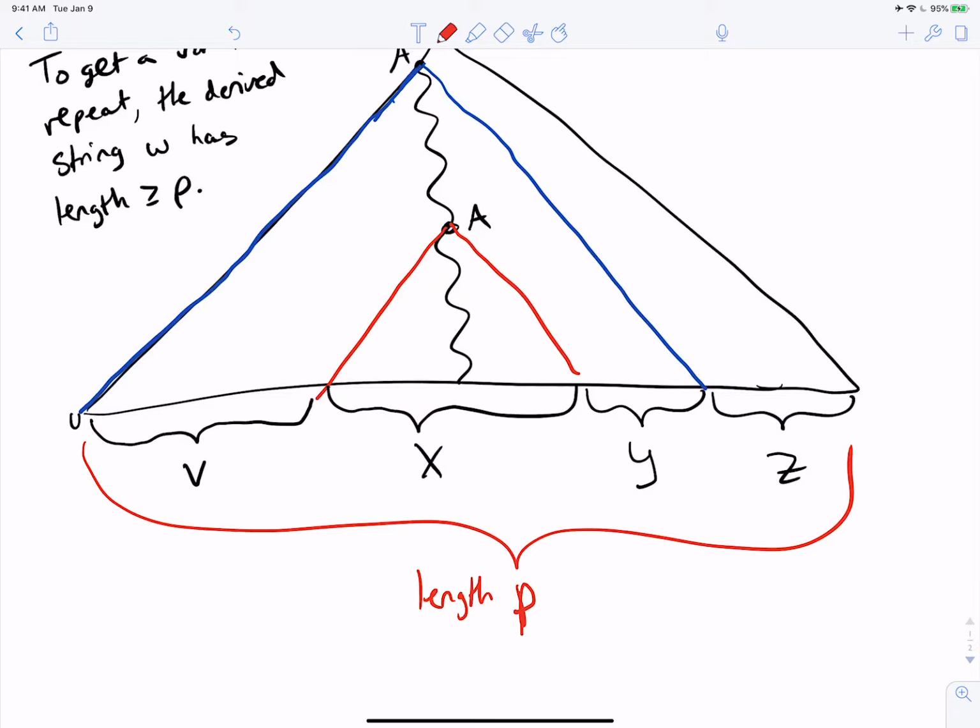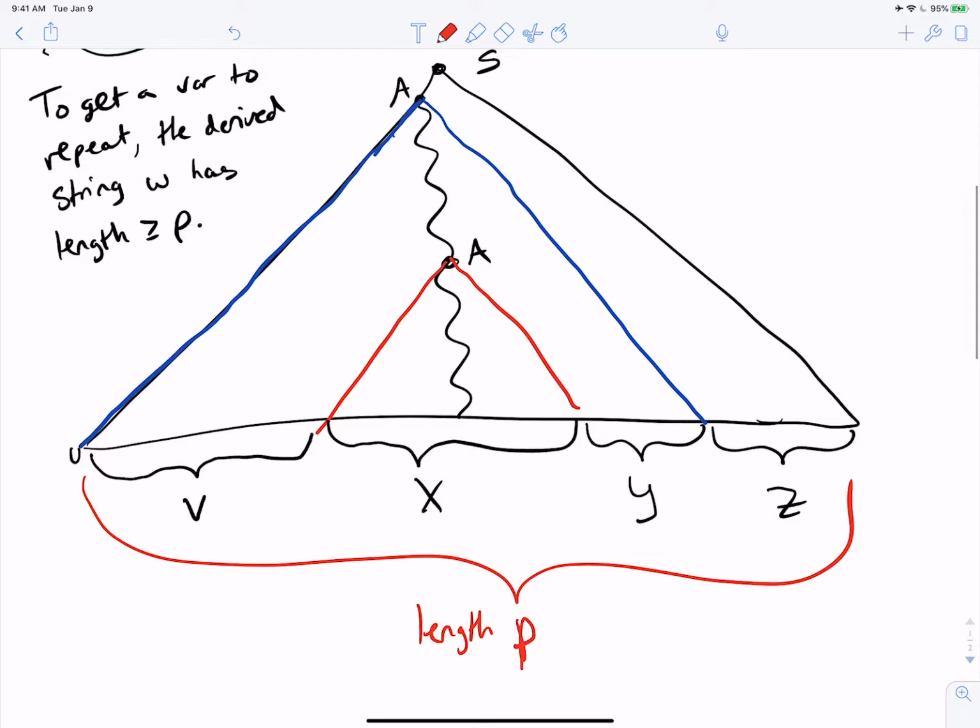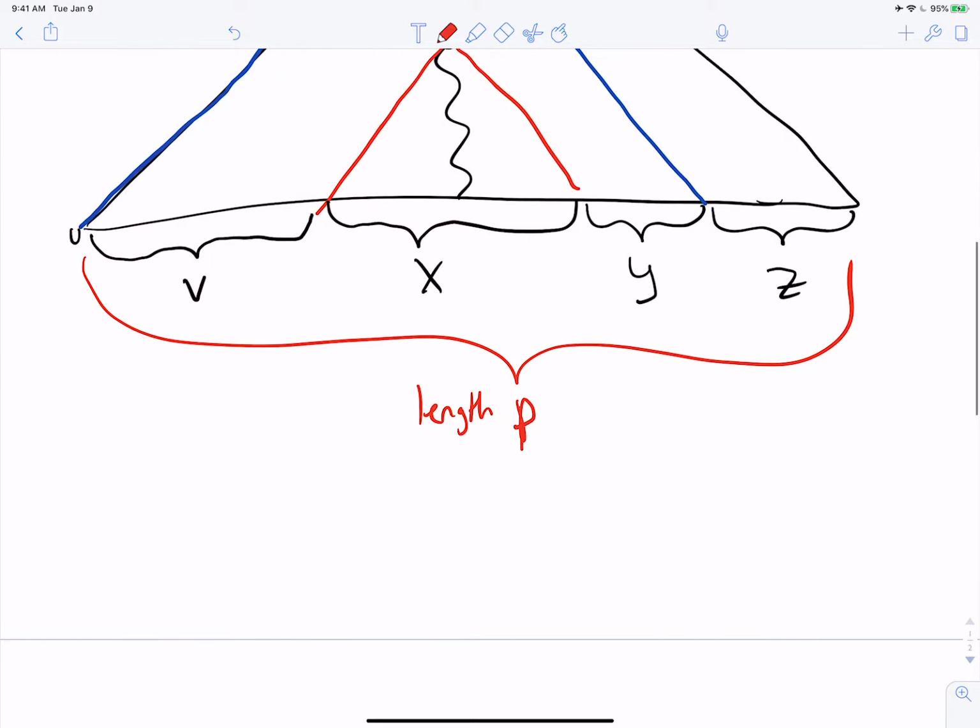Because if we put the start variable right above it, we can show that it generates a string of length exactly equal to P. So I'm not going to go through the entire argument for that. But this tells us that the part that involves the pumping, the V, the X, and the Y part together, because V and Y are the ones we are going to repeat together, has length at most P. So the third fact that we can establish here is that the VXY part has length at most P.